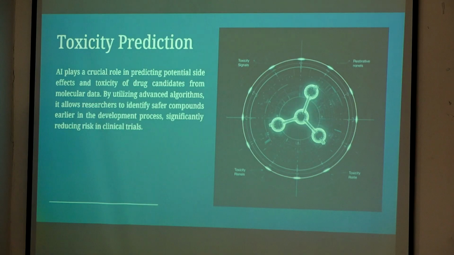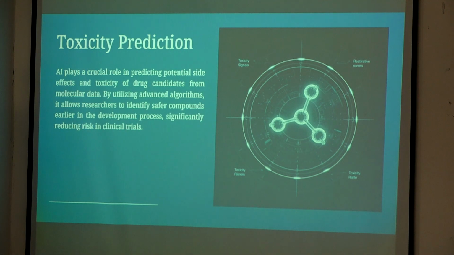And toxicity prediction. AI plays a crucial role in predicting potential side effects and toxicity of drug candidates from molecular data. We all know phase 0, the preclinical studies, usually have all these things. Before carrying out the animal studies, we need to do toxicity studies, LD50; we all know about the lethal dose. So these things we need to find out before administering the drug to the animals. After the toxicity studies, only then do we promote the drug.